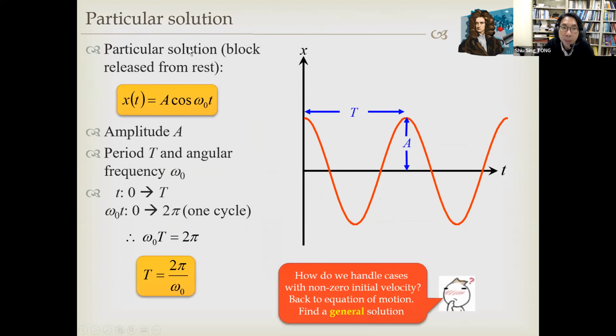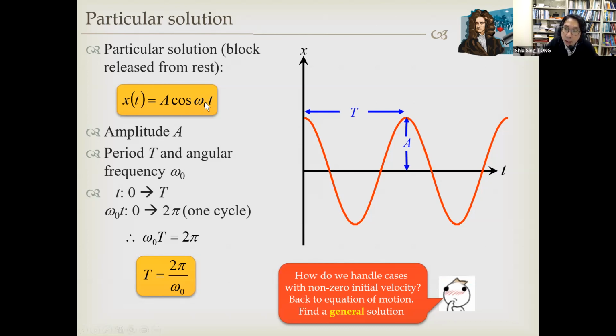Now, we look for a particular solution like this. It has an amplitude A, and the change with time is a cosine factor. It goes as cosine omega naught t. Omega naught is the angular frequency, and the capital T is the period of the oscillation. It's the time for the block to complete one oscillation.